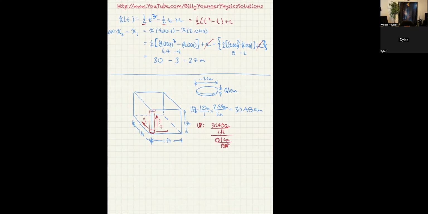By just putting per penny in there, it gives you units of pennies. So if I do 30.48 divided by 0.1, I get 304.8 pennies. So basically you can fit about 305 pennies vertically.